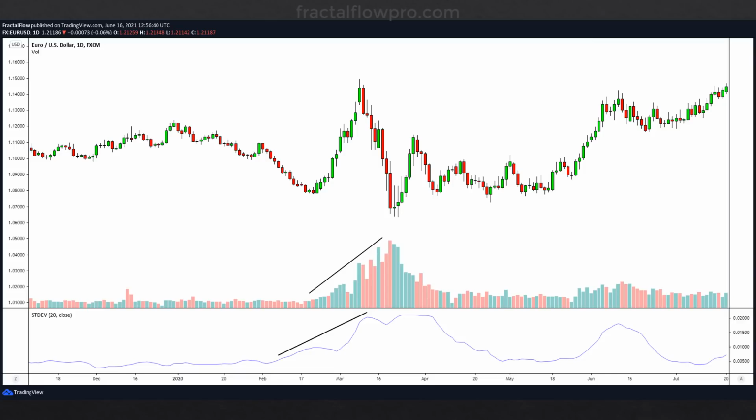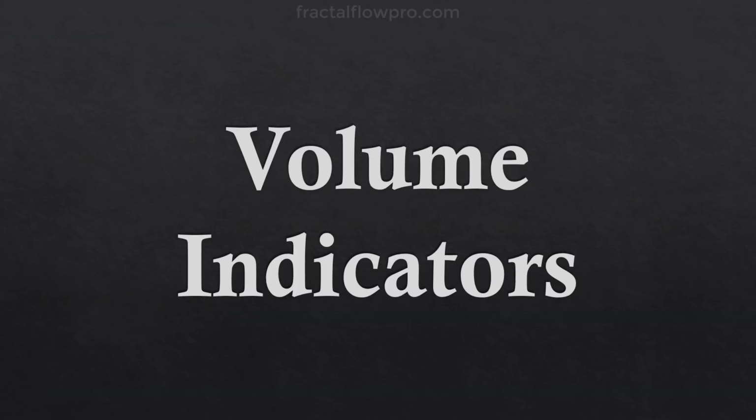Notice how, as volume begins to rise, the standard deviation indicator, which is one way of measuring volatility, also starts to rise. We must now move on to the most famous types of volume indicators. These indicators aim to give further insight about the relationship between volume and price in a way that raw volume is not able to accomplish. Whether or not these indicators achieve this goal is a different story.